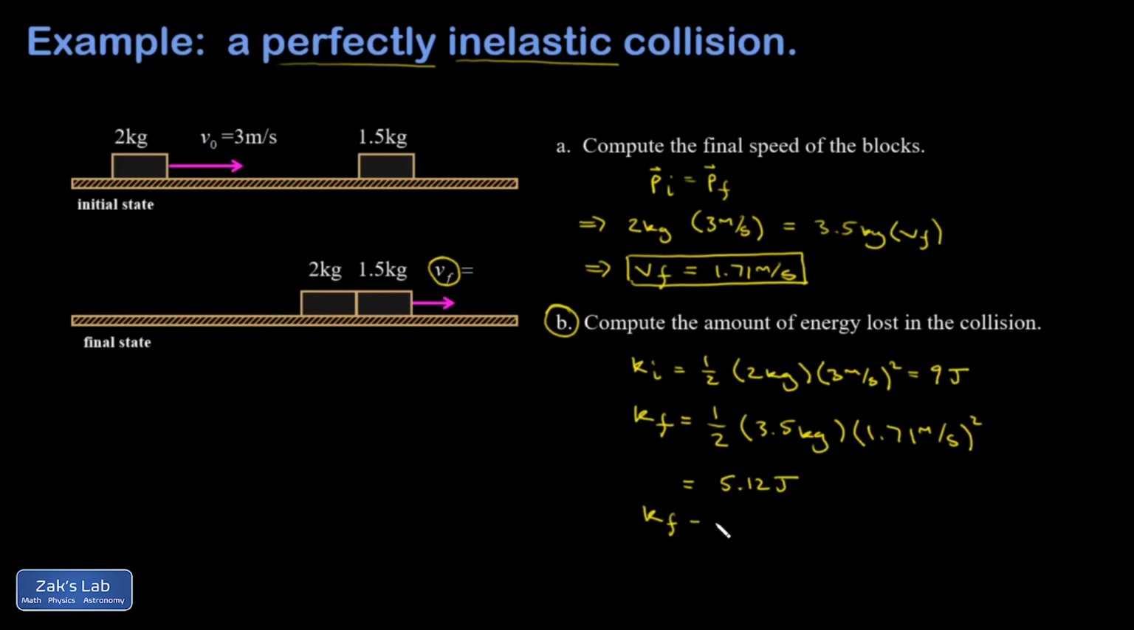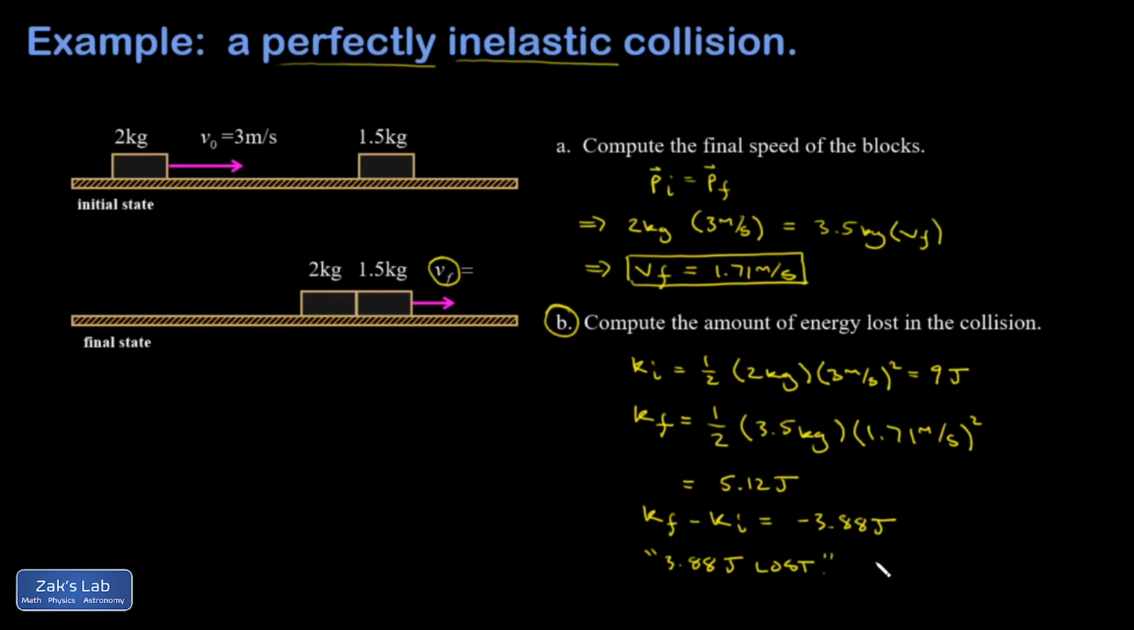So if I look at K final minus K initial, I could tell you how much energy was lost. So negative 3.88 joules, or I could say 3.88 joules was lost.